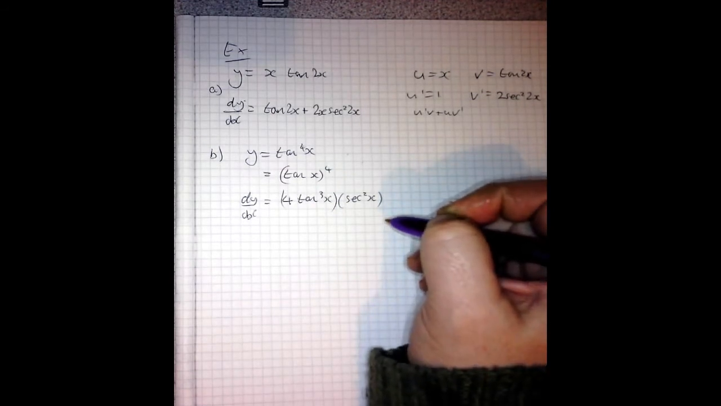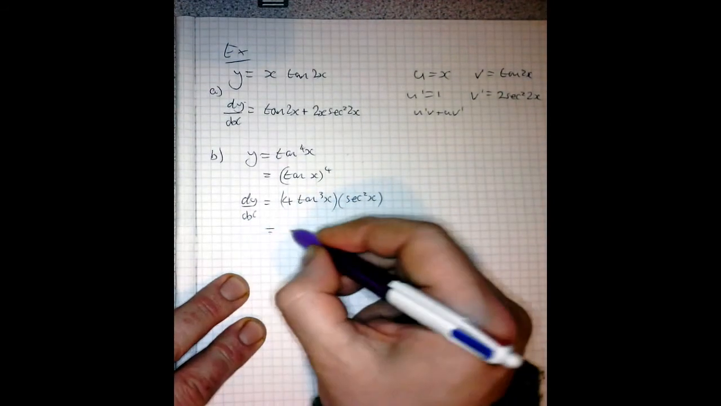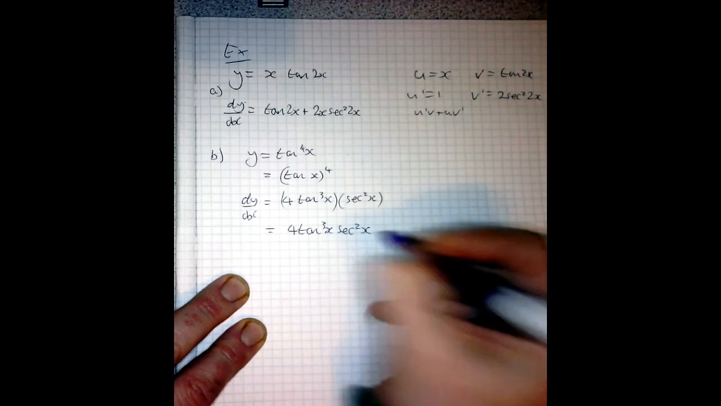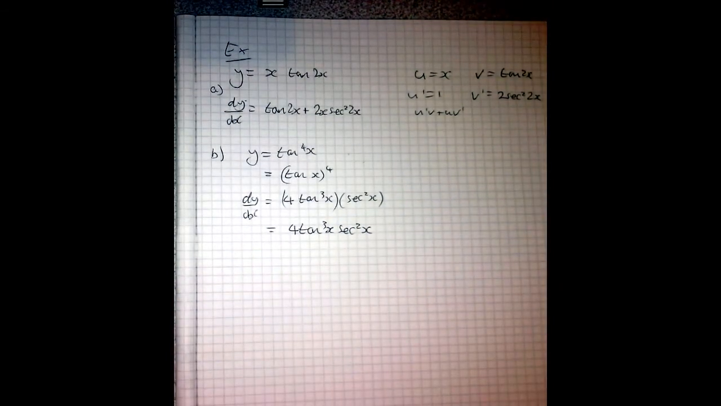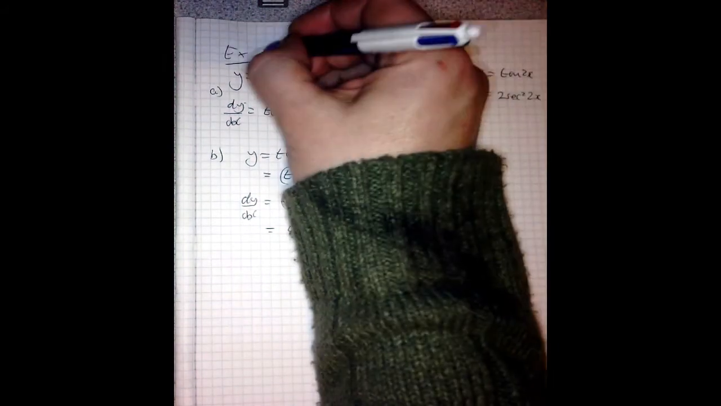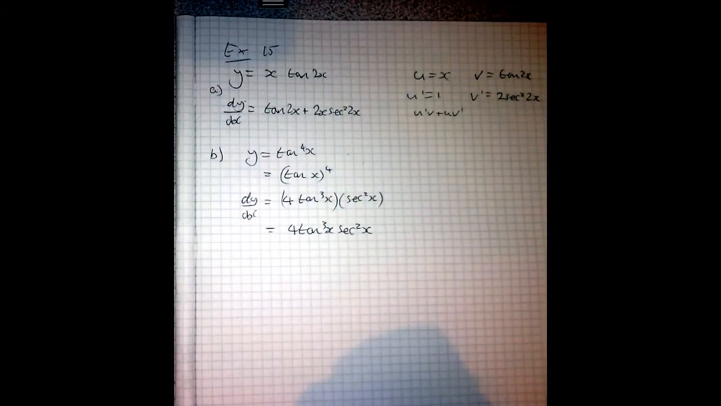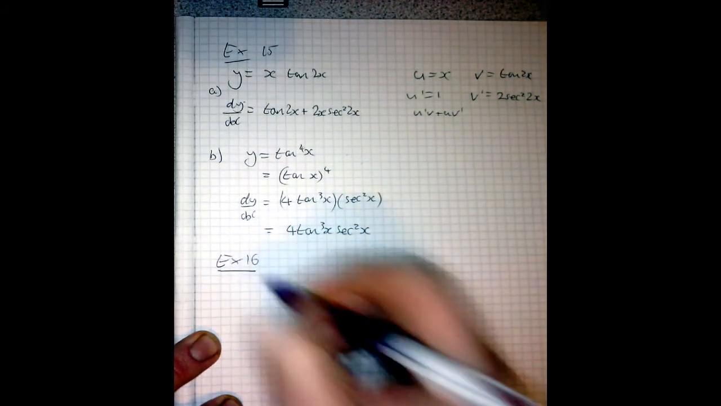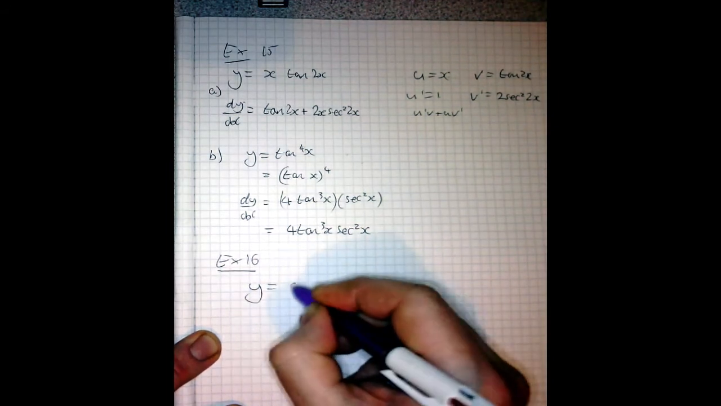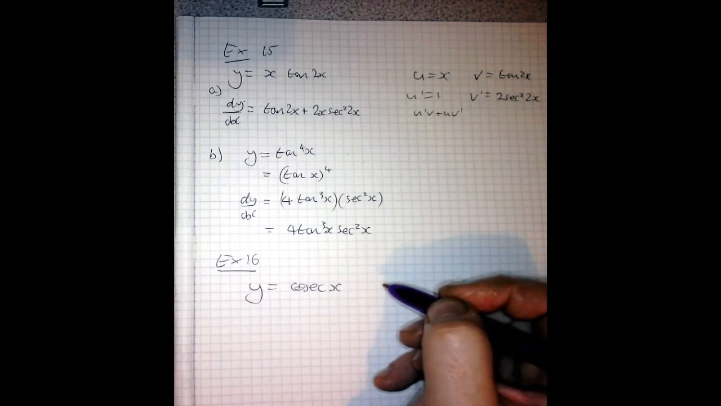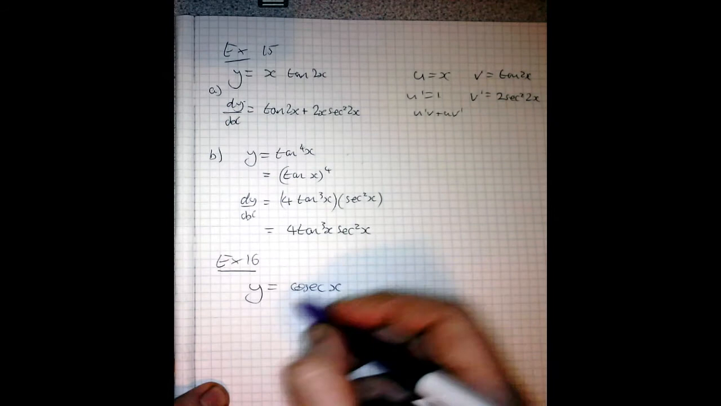Example 16. Oh, sorry, that was example 15. Example 16. y equals cosec x. Well, we need to show that it differentiates to minus cosec cot, so we can't just use that result. So let's write it as 1 over sin x and use the quotient rule. u is 1, u dash is 0, v is sin x, v dash is cos x, quotient rule: u dash v minus u v dash all over v squared.